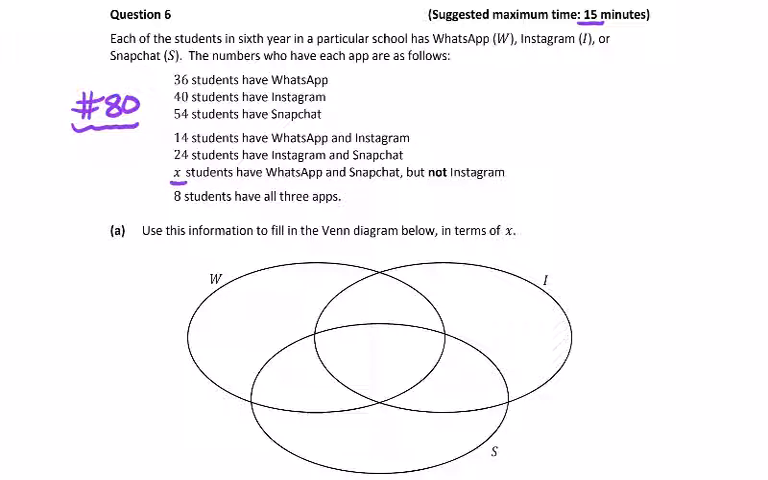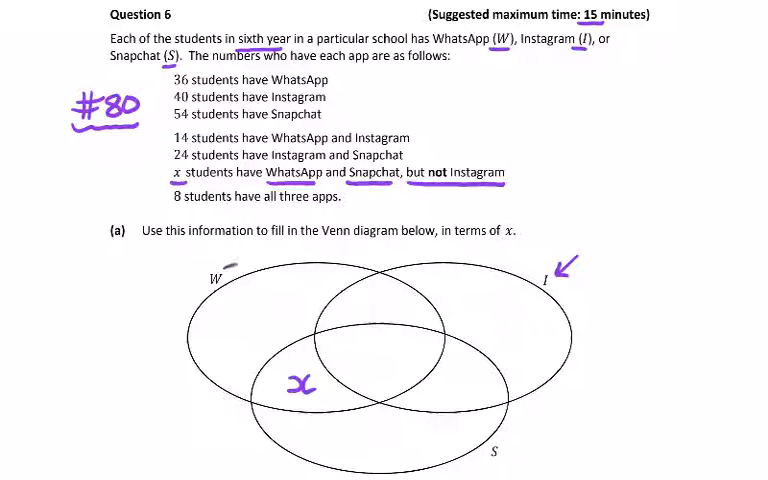They have WhatsApp and Snapchat but not Instagram, so sometimes the x is in all three. Don't just assume it's going to be there. Double check: WhatsApp, Snapchat but not Instagram. Here's Instagram, so it has to be here. So students are in 6th year. We don't really need to know any of this information.